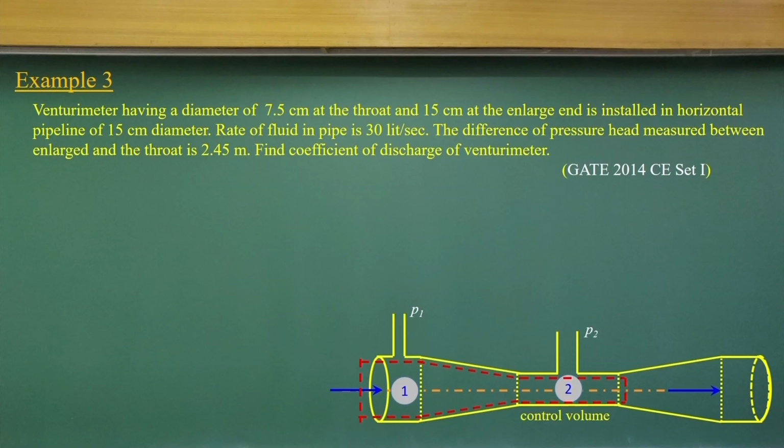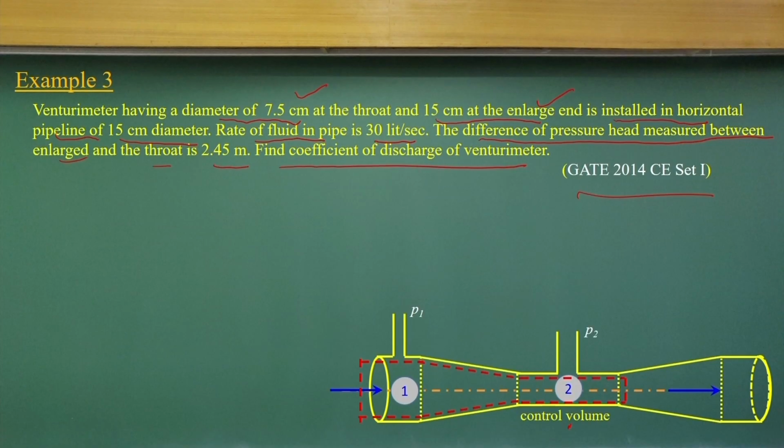Third problem, which is very easy, similar to what we discussed for the venturimeter problem in example 1. This is a GATE 2014 question, where we have a venturimeter having a diameter of 7.5 centimeters at the throat and 15 centimeters at the enlarged section, installed in a horizontal pipeline of 15 centimeter diameter. The rate of pipe flow is 30 liters per second. The difference of pressure head measured between the enlarged and the throat locations is 2.45 meters. Find the coefficient of discharge of the venturimeter.